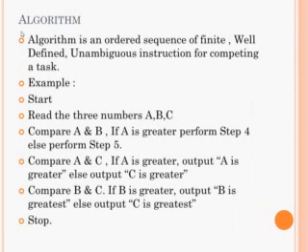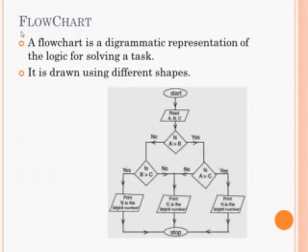Because in this place you read this definition once again. Algorithm is an ordered sequence of finite steps. This is an important word, finite. Finite in the sense it should end in some place. So that is why you are completely stopping this algorithm here.